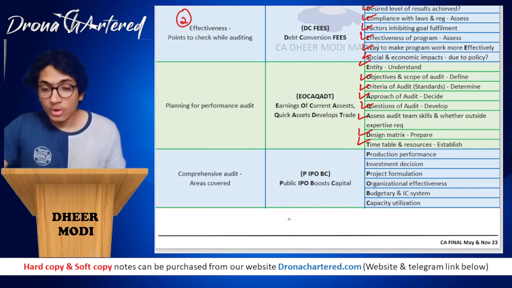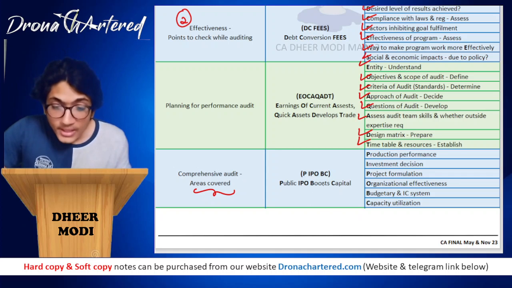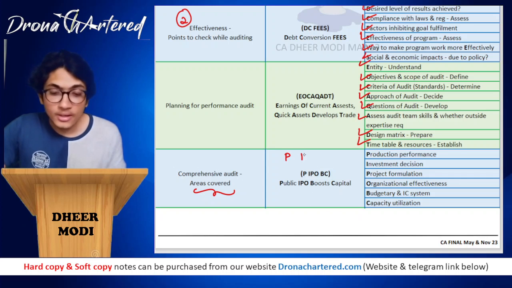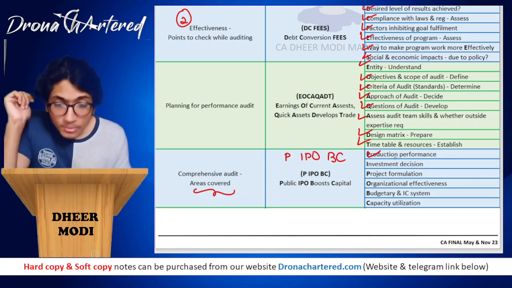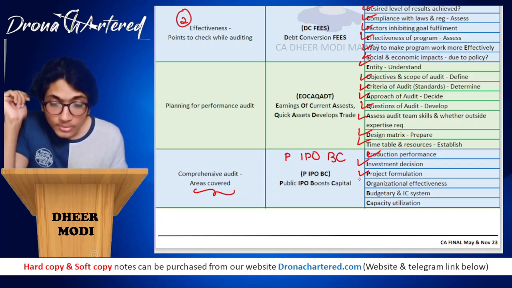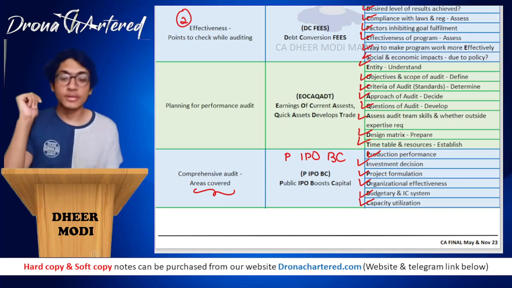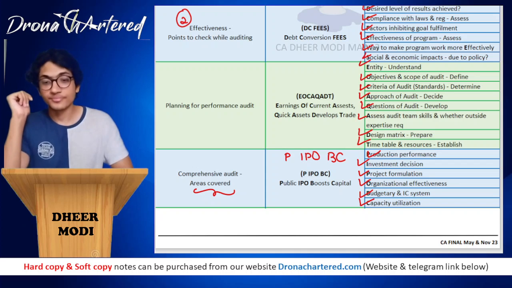Okay, so we did comprehensive audit. Areas covered, what did we do? That is your public IPO boosts capital. IPO boost capital. P stands for production performance. I stands for investment decisions. P stands for project formulation. O stands for your organizational effectiveness, B for budgetary and internal control system, and C for your capacity utilization.